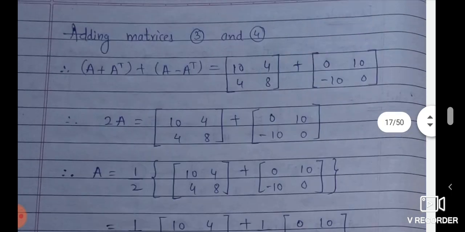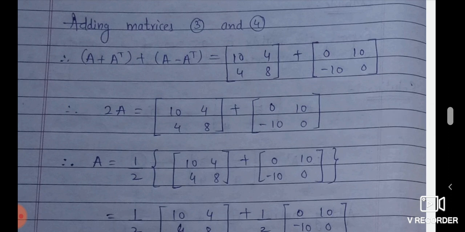So we'll keep it like this. We are adding the two matrices 3 and 4.